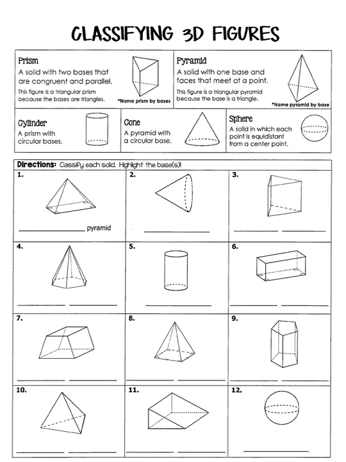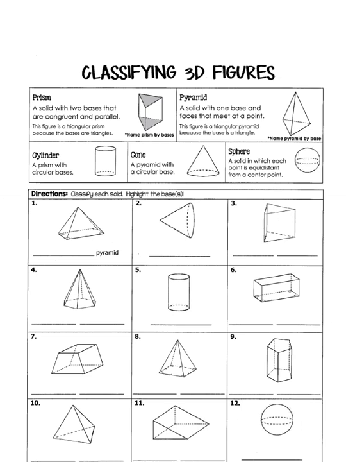Hey guys, today we're going to be working with classifying 3D figures. The first one I want to talk about is a prism. A prism is a solid with two bases that are congruent and parallel. This figure is a triangular prism because the bases are triangles, so you name the prism by the bases. So we see how the bases are the triangles.